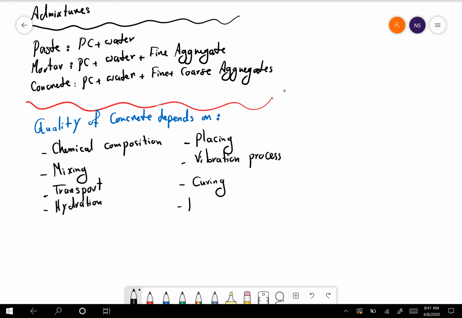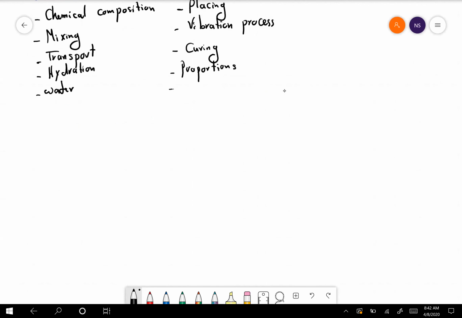It also depends on the proportions. We talked about this a little bit before, that if you add too much water to the concrete and the water to cement ratio is too high, then your strength is low. And for higher strength, you need to lower the water to cement ratio. It also depends on the type of water. We talked about what type of water and what level of contamination you can use in the concrete, and it definitely depends on the type of aggregate and the properties of the aggregate that you are using in the concrete.